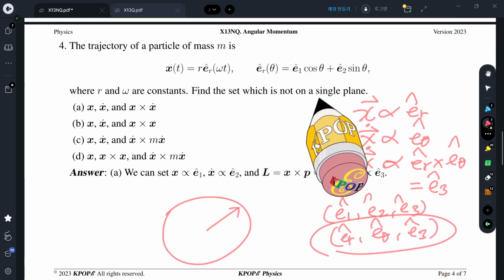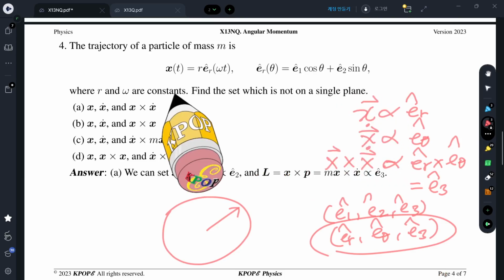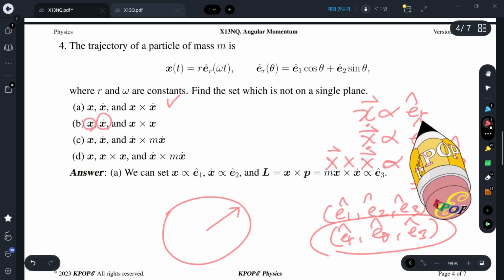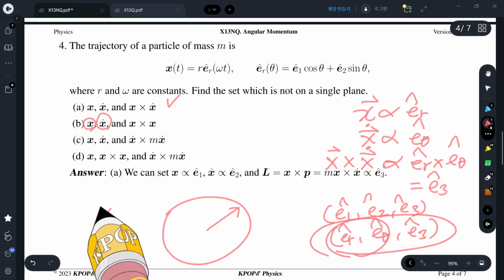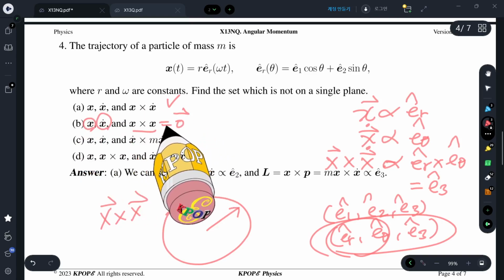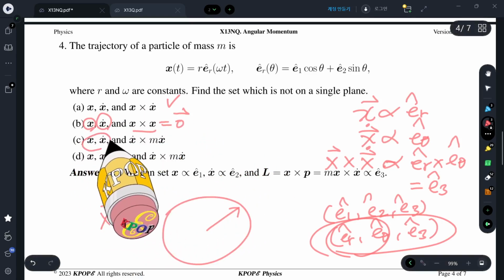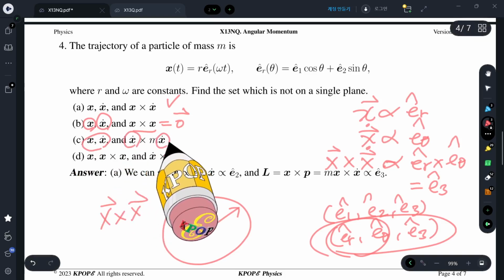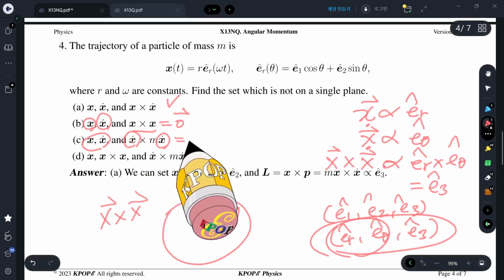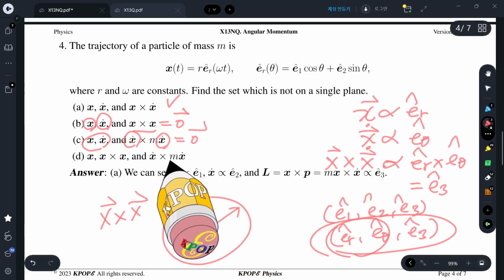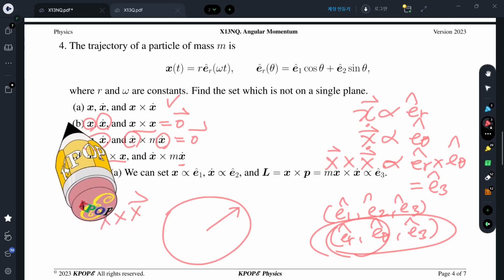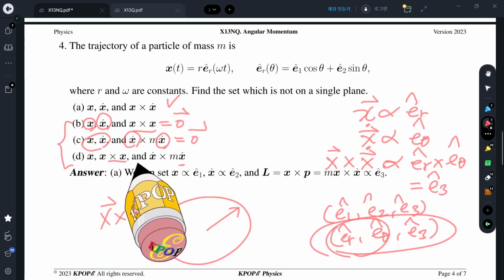Okay, not a single plane. So this one is not a single plane. X dot, that's fine. But X cross X, this is a zero vector. So they are on a single plane. X dot, that's fine. And then, again, X dot cross X dot, parallel vectors, cross product equals 0. But anyway, they are all on a plane. And actually, this is on a straight line.